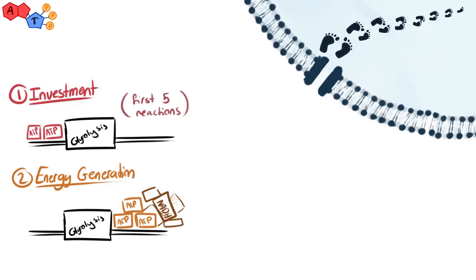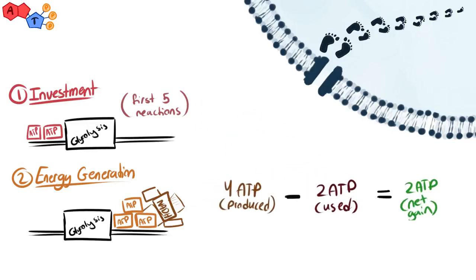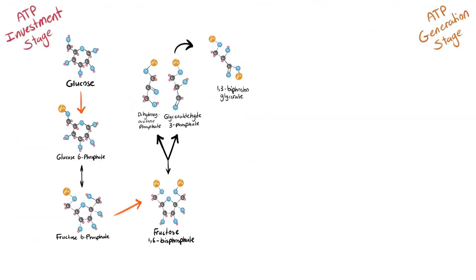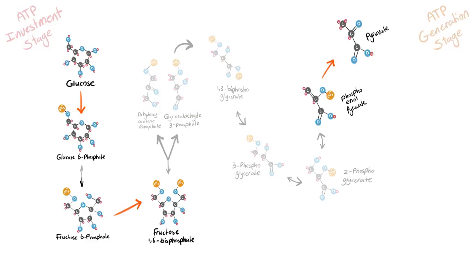Notice that the first phase uses 2 ATP molecules and the second phase produces 4. Hence, glycolysis produces a net of 2 ATP molecules. Out of the 10 reactions, we'll focus on the 3 regulated. These reactions are irreversible and serve as controlling points for glycolysis.